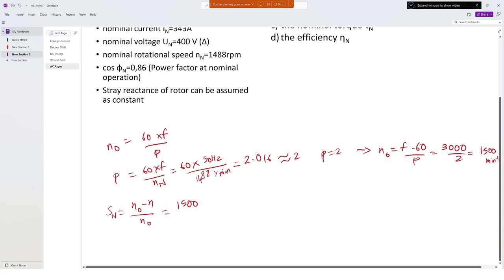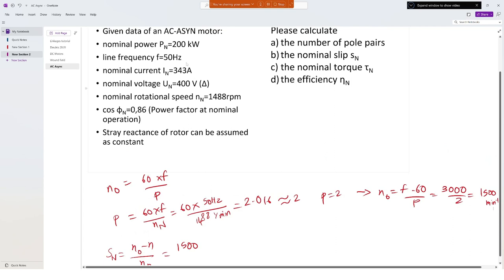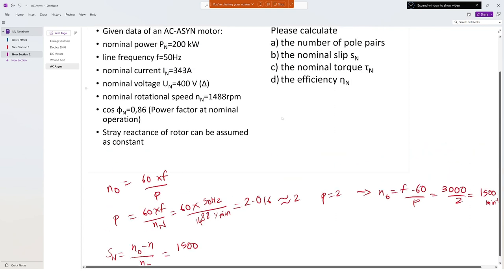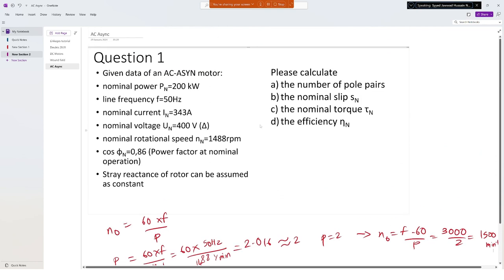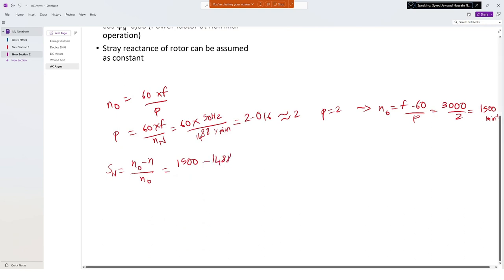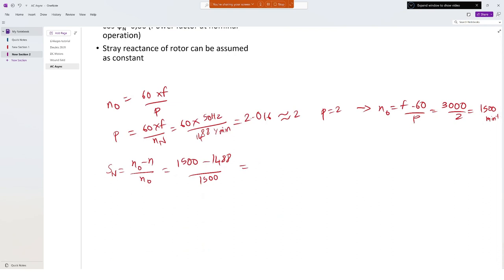So if you see something which is near 1500 for a 50 hertz load, it's going to be two pole pairs. And if it's near 3000, it's one. But be careful. You don't assume this, because you have to calculate and show that you know how to do it. And also, if it's 60 hertz, then the values are slightly different. Then it's 3600 instead of 3000, and so on. So 1500 minus 1488 by 1500. If you calculate this, the answer is really small, I think. 0.008. Exactly.